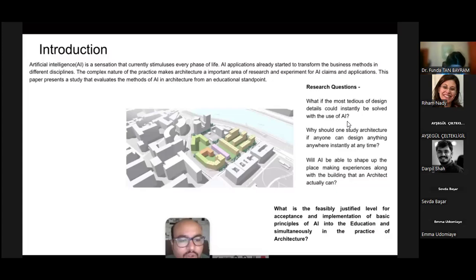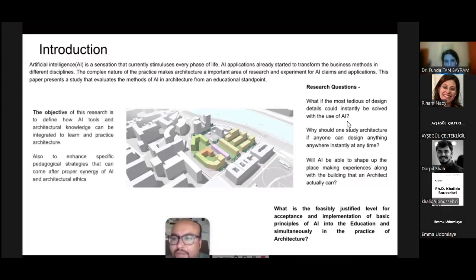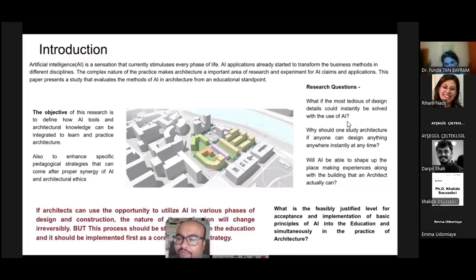On that base, the objective of this research is to define how AI tools and architectural knowledge can be integrated to learn and practice architecture, and also to enhance specific strategies that can come after proper synergy of AI and architectural ethics. Surely, if architects utilize AI in various phases of design and construction, the nature of the practice will change irreversibly. But this process ideally should start right from education, and be implemented first as a core pedagogical strategy. On that base I started my research and analysis.